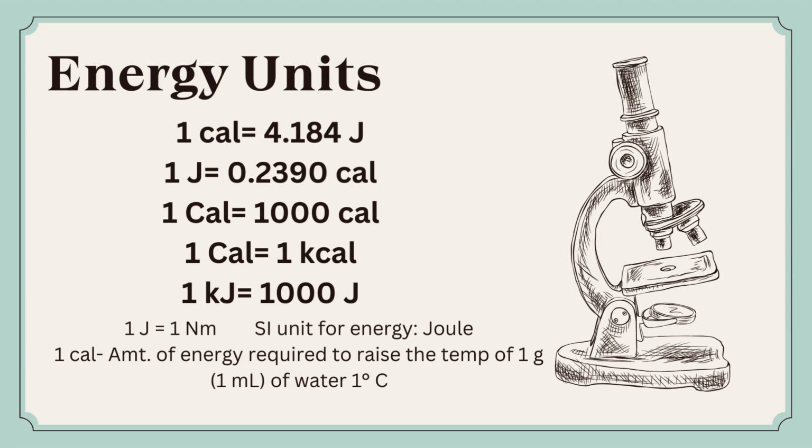Further definitions and things you can know. 1 joule is equal to 1 Newton meter. The SI basic unit for energy is joule. And 1 calorie is defined as the amount of energy required to raise the temp of 1 gram or 1 milliliter of water by 1 degree Celsius. So now we will go over some conversions between these units.